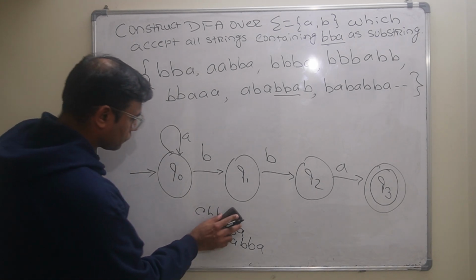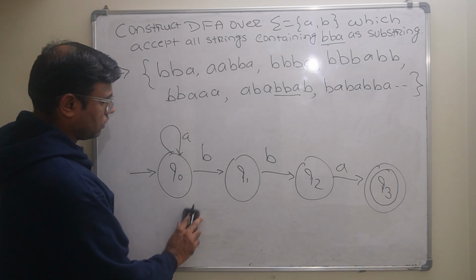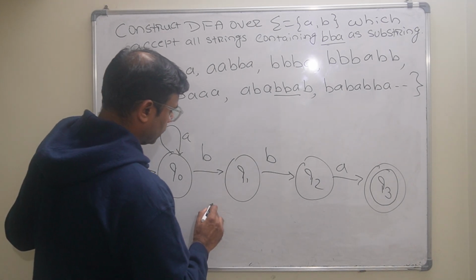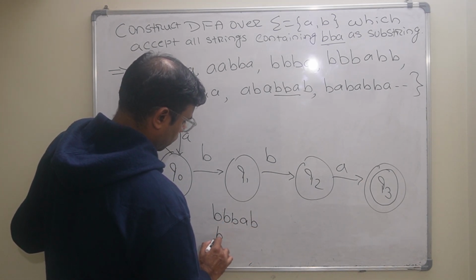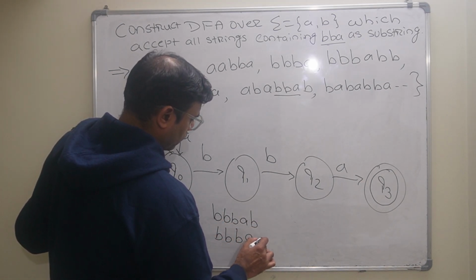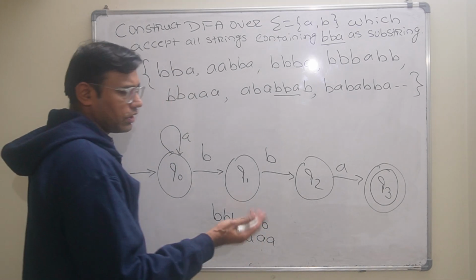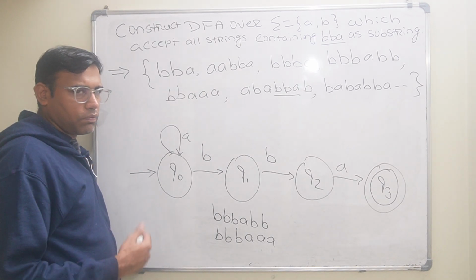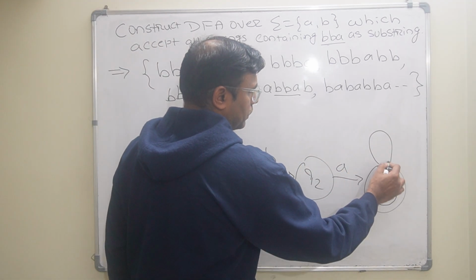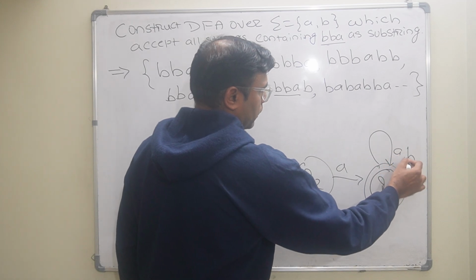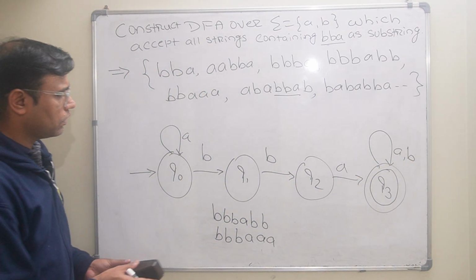Then now the string can end with a or b. So it can be bbaa, or bbab, or bbaab. Okay, so it can contain any number of a and any number of b at the end. So if you apply the loop of a and b here, it will solve our problem and it will accept any number of a and any number of b.